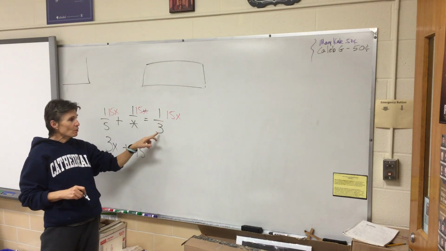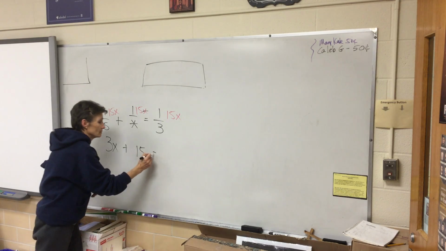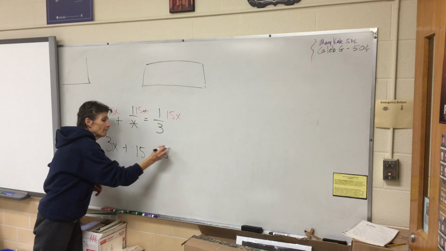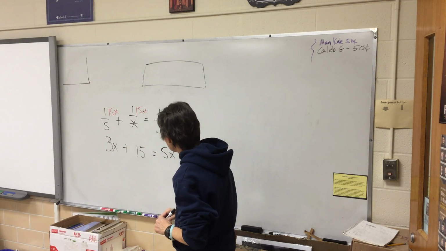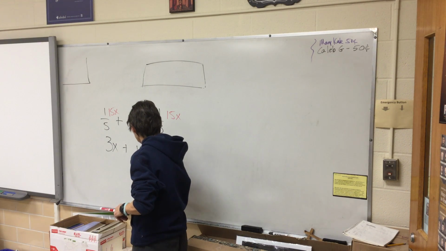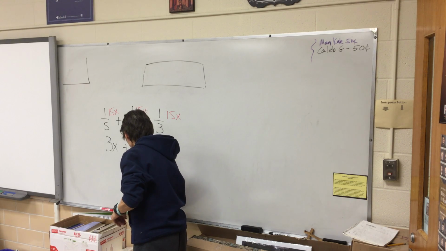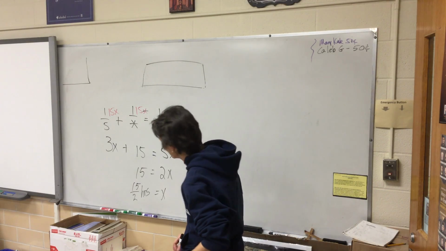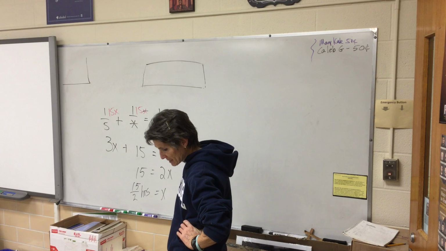And then 15 over 3 is 5x. Yep, beautiful. So I'll subtract 3x and divide by 2. So it's going to take Tristan 15 halves or 7.5 hours to do the job by himself.